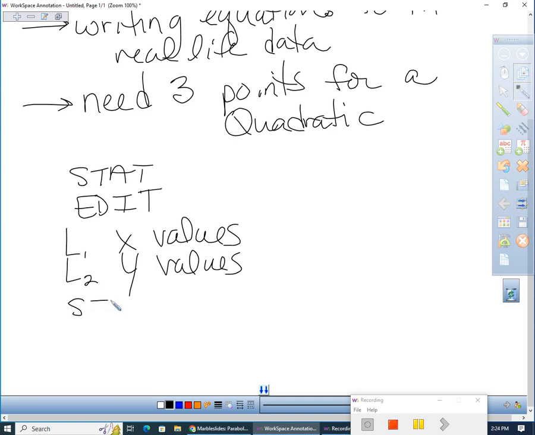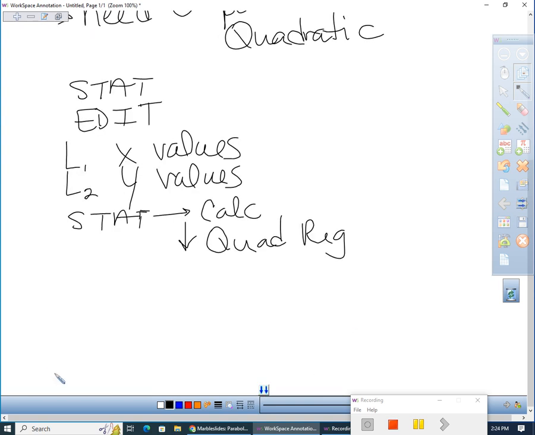You're going to go back into Stats. Push over to Calculate, and this time we're going to go down to Quad Reg. It's going to come in standard form. Remember, standard form is y equals ax squared plus bx plus c. And it is going to give you your a, your b, and your c. So you're writing the equation. If you learned how to do the line reg the last time, this is easy because you already know how to do it. You're just going down one more spot when you go into Calculate.